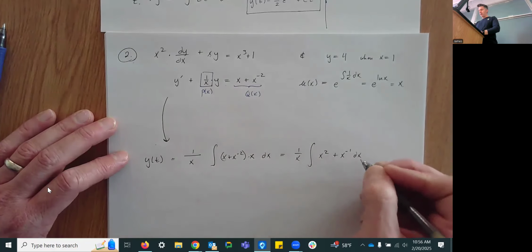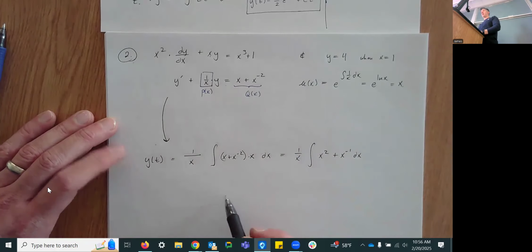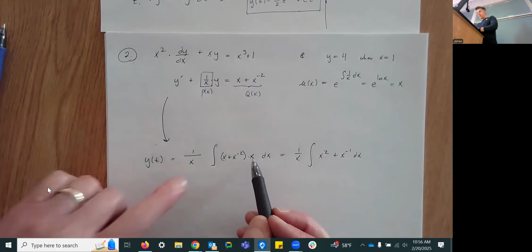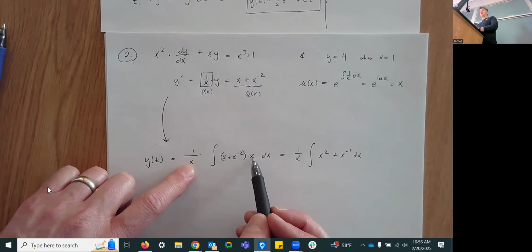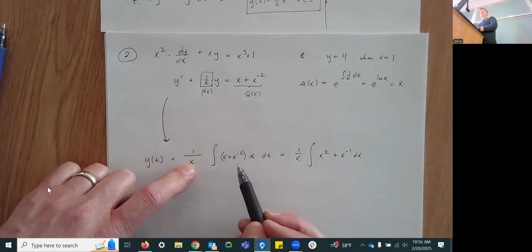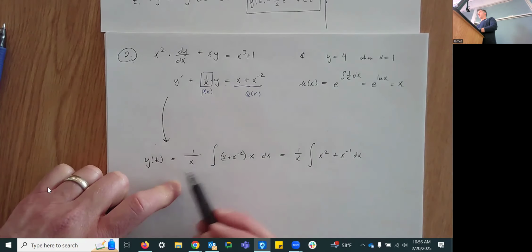As I've said many times, don't make the mistakes I made when I was a student. These x's don't get to cancel. You have to multiply this through and integrate before you can think about multiplying this through and dividing or canceling stuff.